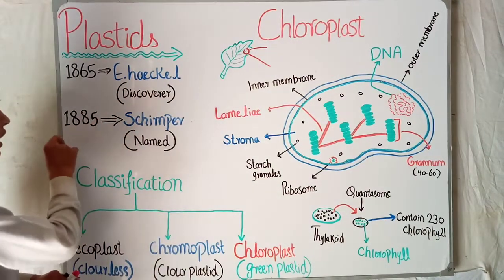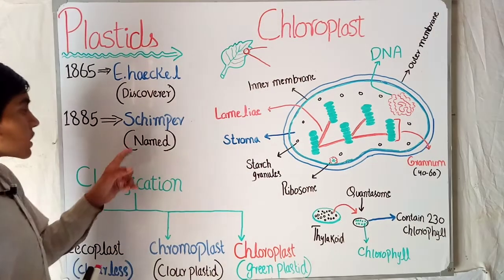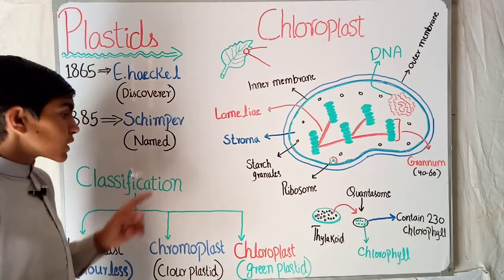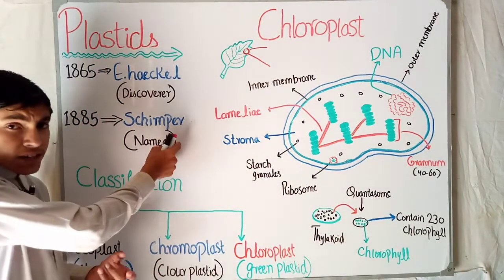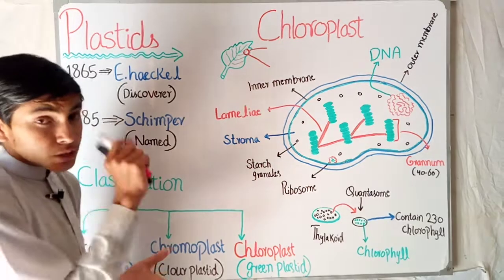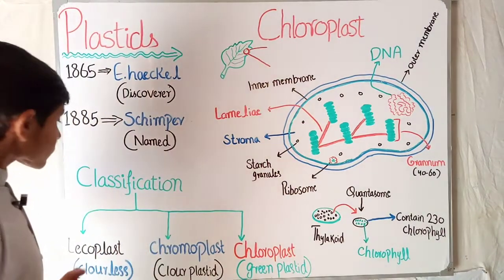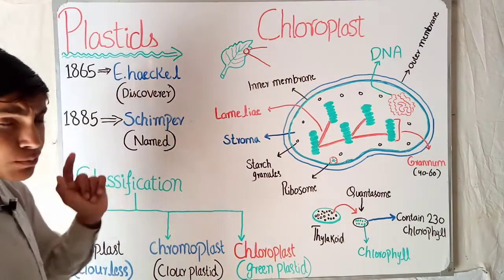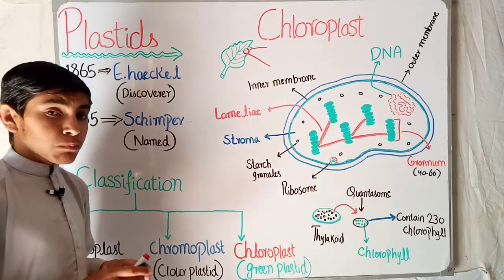After that, in 1885, Schimper gave the name plastid. So Schimper is the person who gave the name plastid, on the basis that plastid means pigment. If we talk about its classification, that is, how many plastids are found in the plant cells.